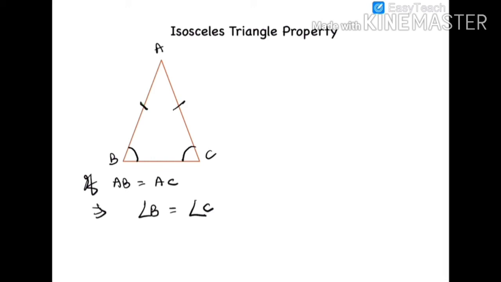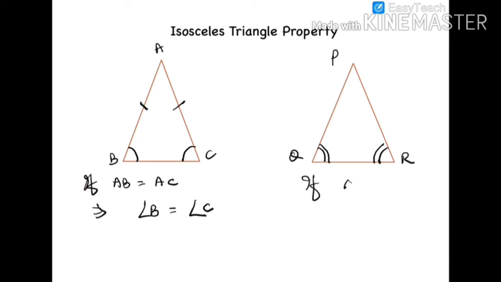Likewise, we can write the converse of this theorem. That is, if in a triangle we have two angles equal, then this implies that the sides opposite to these angles will be equal. So PR will be equal to PQ. The side opposite to angle Q is PR and the side opposite to angle R is PQ.